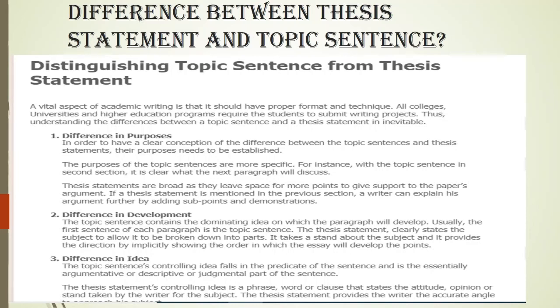The second aspect is the difference in development. A topic sentence contains the dominating idea on which the paragraph will develop. Usually, the first sentence of each paragraph is the topic sentence, whereas the thesis statement clearly states the subject to allow it to be broken down into parts. It takes a stance about the subject and it provides direction by implicitly showing the reader in which way the essay will develop. And the next aspect is where they appear in your essay.